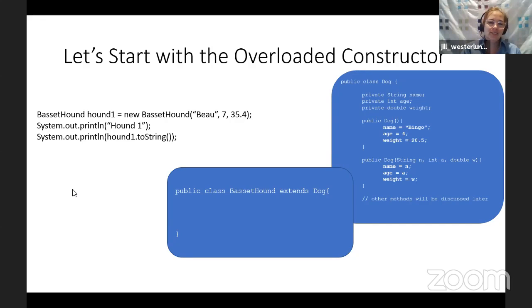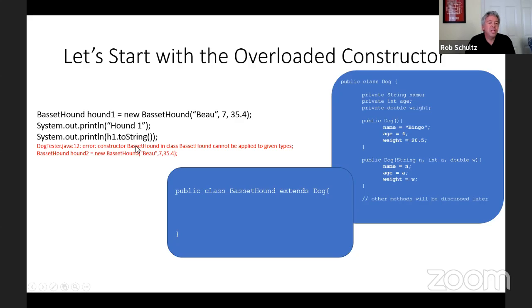That's good. Okay. So at this point, when I plug this into my tester in the main method, and I go to run this, our assumption would be that it's now going to come over and it's going to use our overloaded constructor and pass bow into N, 7 into A, and 35.4 into weight. But when we actually go to run it, we get this. Ooh, there's a typo on my slide. Sorry about that. We actually get that constructor Basset Hound in class Basset Hound cannot be applied to given types.